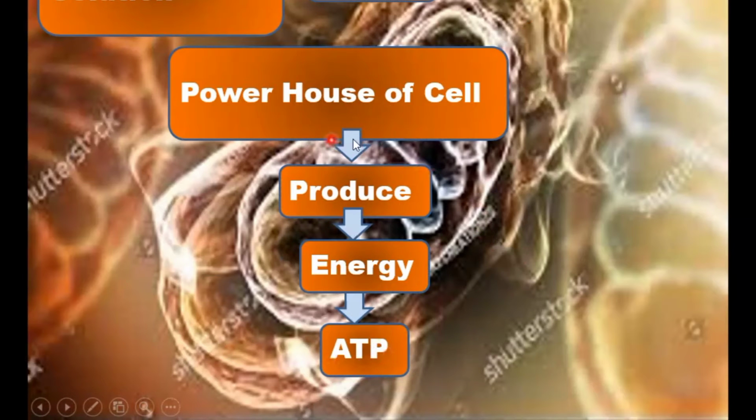We can call mitochondria the powerhouse of the cell because it supplies power to the cell in the form of energy, that is the ATP. In the presence of this ATP, each and every organelle performs its function. Without ATP, the organelles can't perform their specific functions because they need energy to do so.